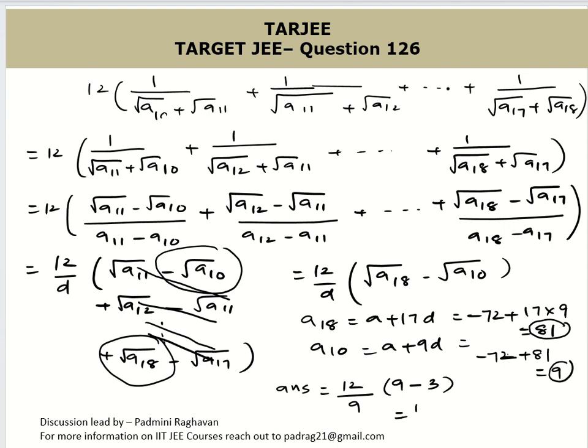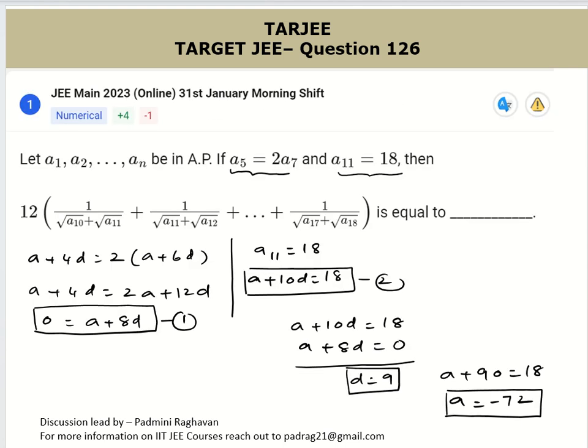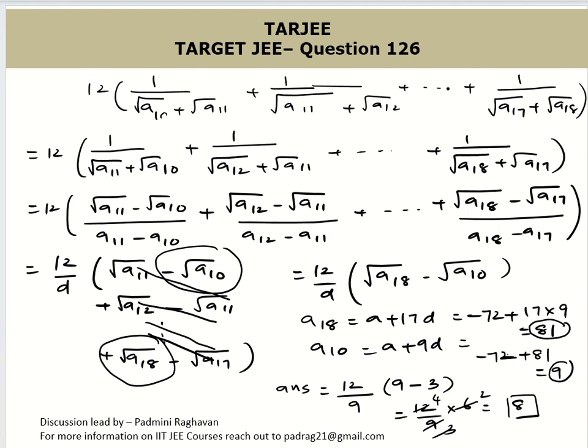So the answer is 12 by 9 into 6, which is nothing but 8, since 3 twos are 6, 3 fours are 12. This is a numerical question with no options being given. So the answer to this question is a single integer, which is equal to 8.